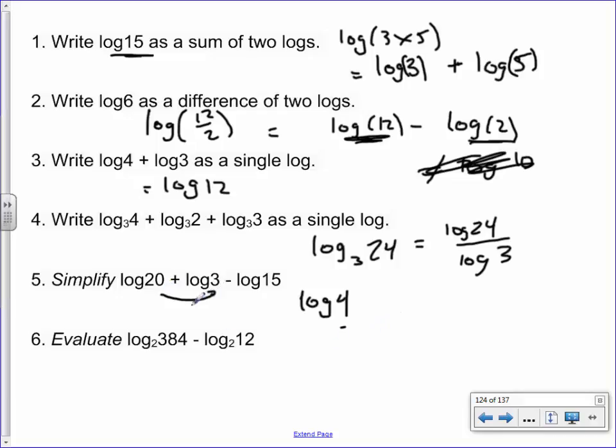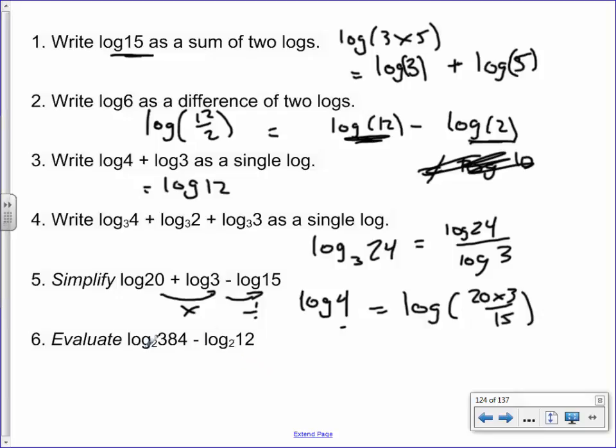So you're going to do the 20 times the 3. But then because of the minus sign, you're going to divide by the 15. So I guess if you wanted to, you could write it as the log of 20 times 3 all over 15. But that's log 4.